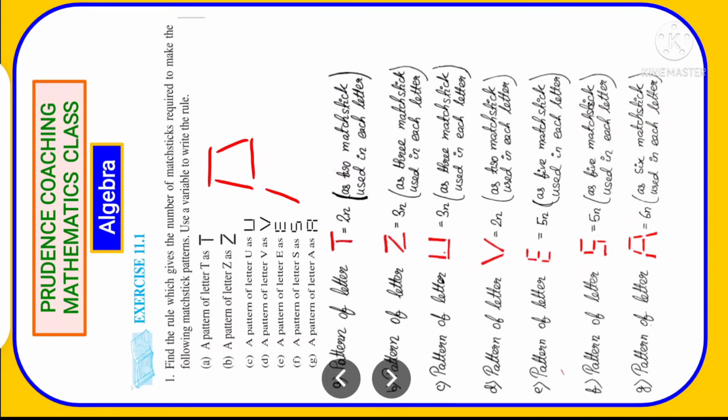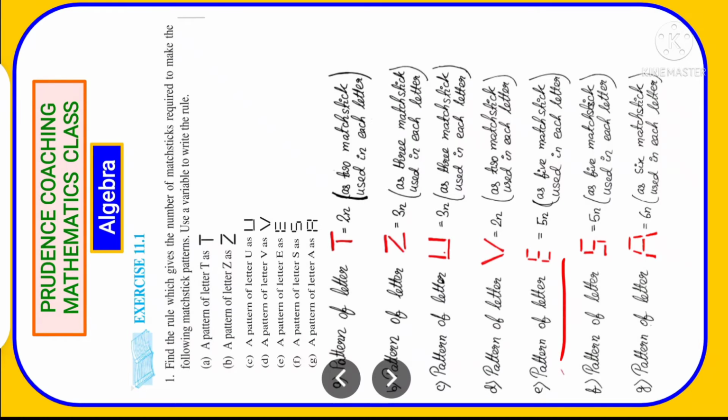So my dear students, I hope this particular sum is clear to you. And as you can see, here I have given you the solution. So the pattern for letter T is 2n as 2 matchsticks are used in each letter. Pattern for Z is 3n as 3 matchsticks are used in each letter. Pattern for U is 3n as 3 matchsticks are used in each letter. Pattern for V is 2n as 2 matchsticks are used in each letter.